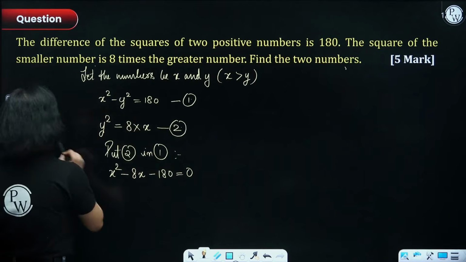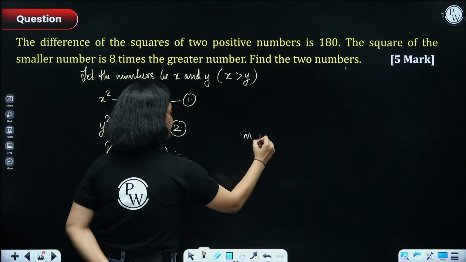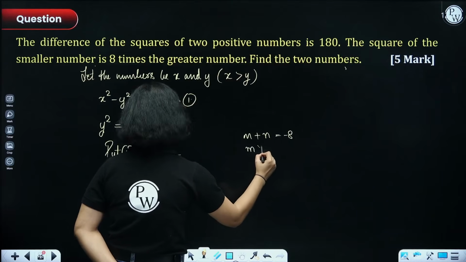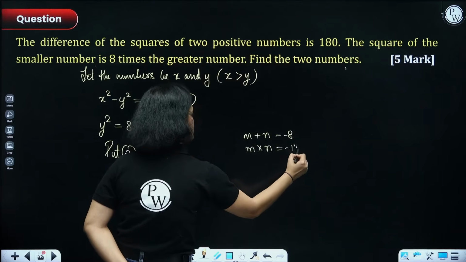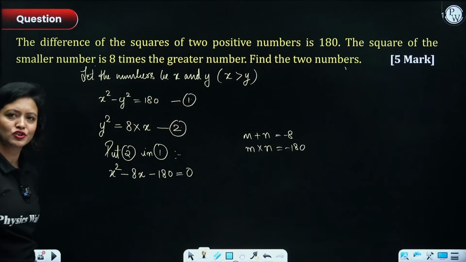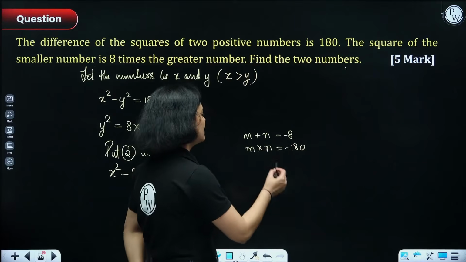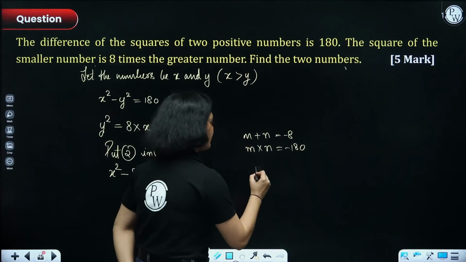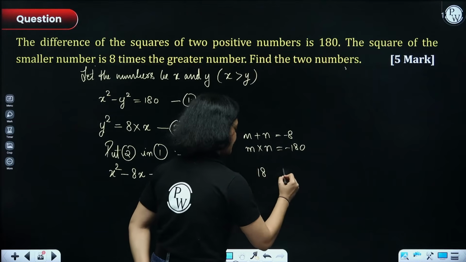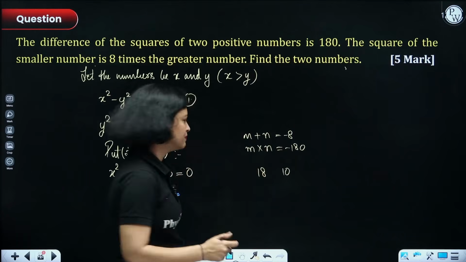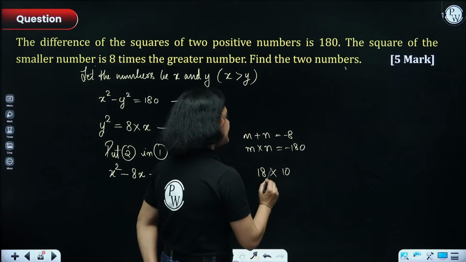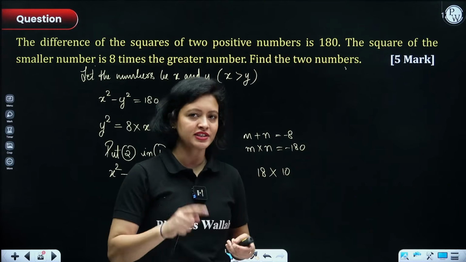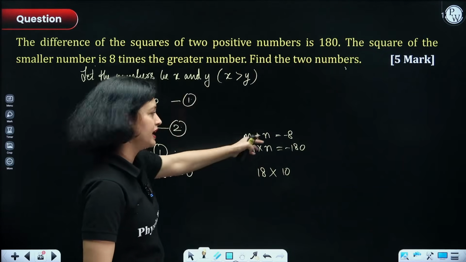Chalo. So I have to figure out two numbers, guys, M and N, such that their addition is negative 8 and their multiplication is negative of 180. So I know one of the numbers has to be positive, one of them has to be negative, right? Okay, so now let's think, guys, what could those numbers be, right? So if I take 18 and 10, very simple. 18 into 10 is 180 and 18 minus 10 is 8. Okay? I know one number is positive, one number is negative. So I know that difference has to be negative 8.